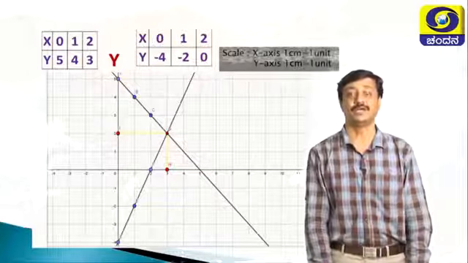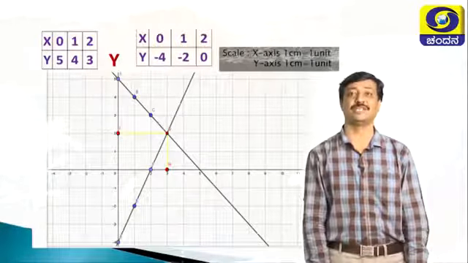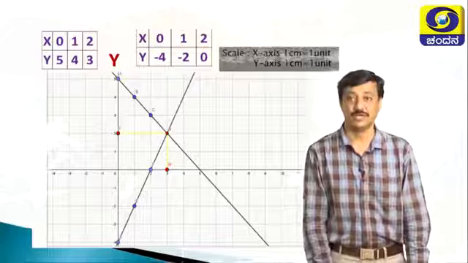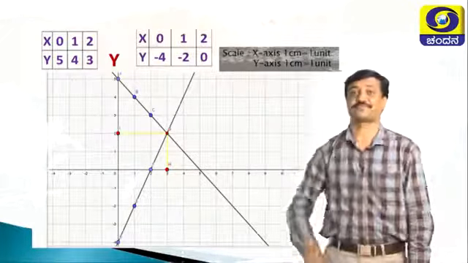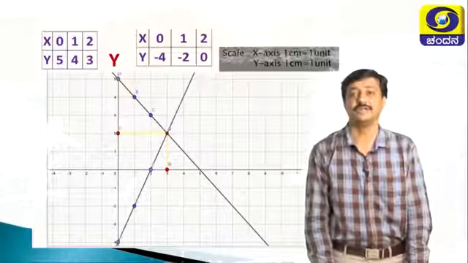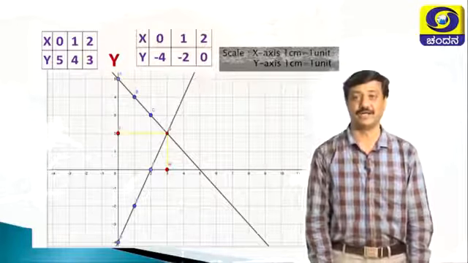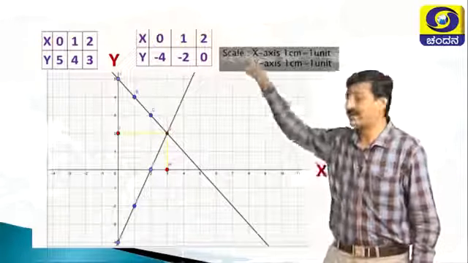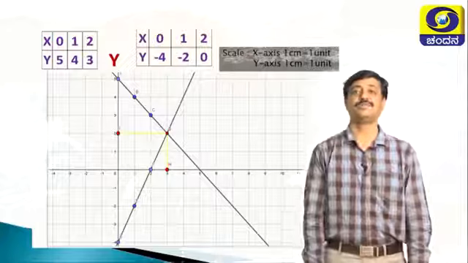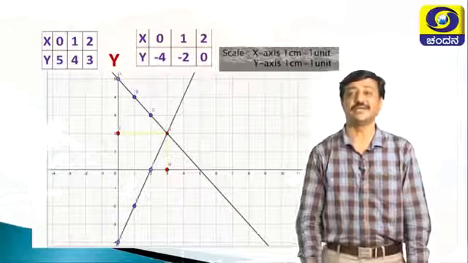Finally, you have to locate (2, 0). The x value is 2 units and the y value is 0. So (2, 0) lies on the x axis. After locating the 3 points of the second table, join the 3 points and extend that line. Both the lines intersect each other at a common point.